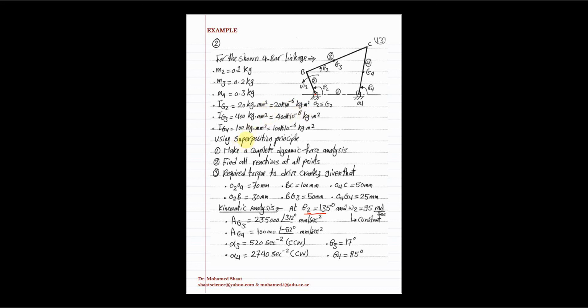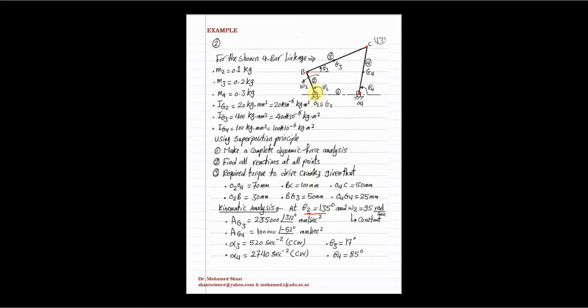It is required, using the superposition principle, to make a complete dynamic force analysis to come up with all the reactions acting on all bearings. How many bearings? We would have one bearing at O2, another bearing at B, and another bearing at C. In addition, there is the O4 bearing. So it is required to find all the reaction forces at these 4 different bearings. And also it is required to calculate the torque required to drive the crank.